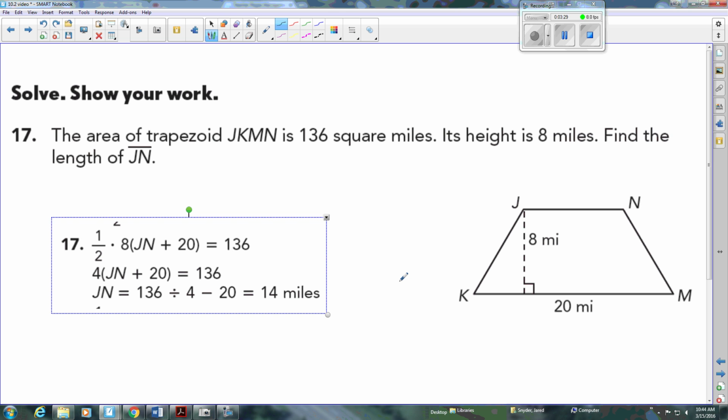The area of a trapezoid is 136 square miles. Its height is 8. Find the length of JN. So this one's a little more difficult. We have JN plus 20 times 8. So what they did here was they took half of 8, and that's 4. So 4 times a number plus 20 is going to be 136. They then took 136 and divided it by 4, because we're doing the opposite, and minus 20 from it, and you get 14 miles.